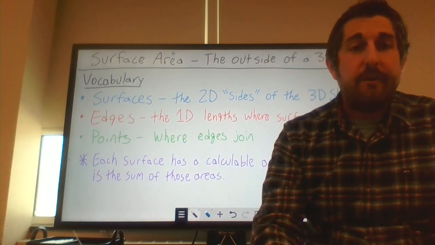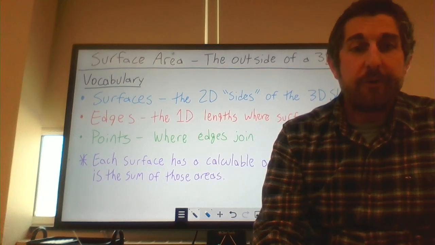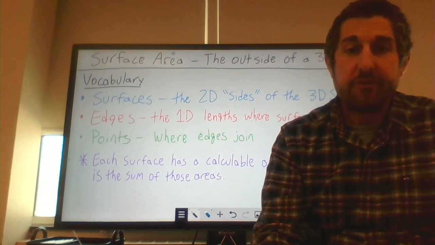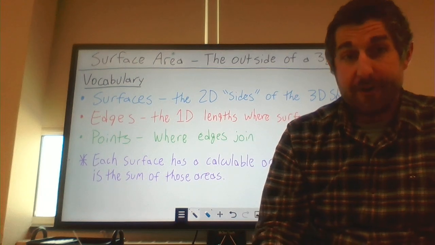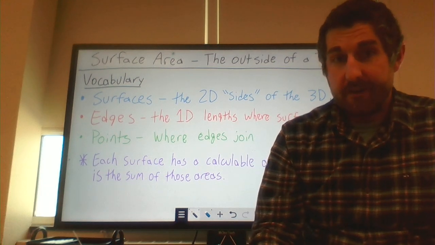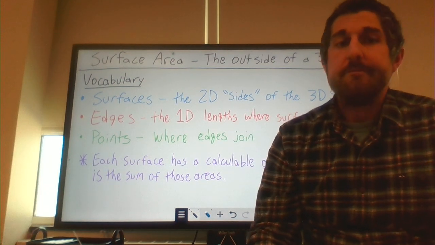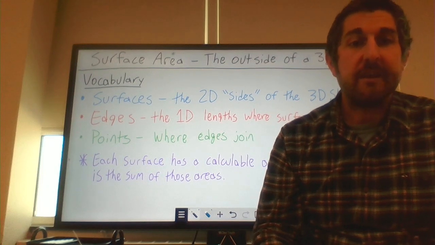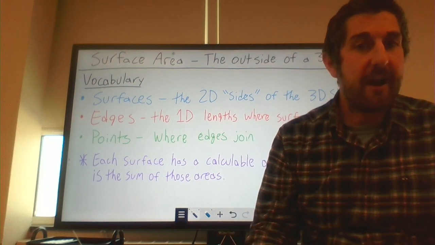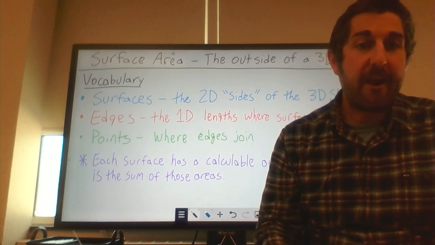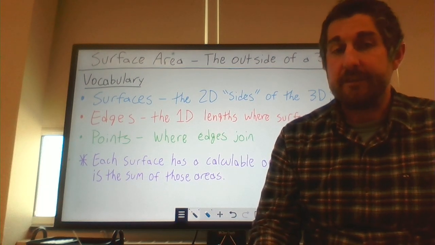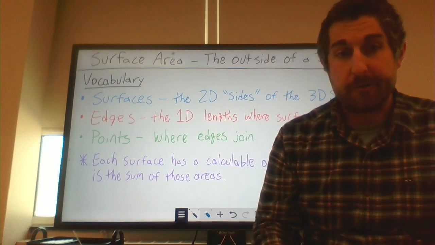All right, we're coming up on the end of our unit on two-dimensional and three-dimensional figures. And there's one last hurdle to get over, and that is surface area. Now, surface area, as the name suggests, is regarding two-dimensional area. However, it's referring to the areas of the surfaces of a three-dimensional figure.